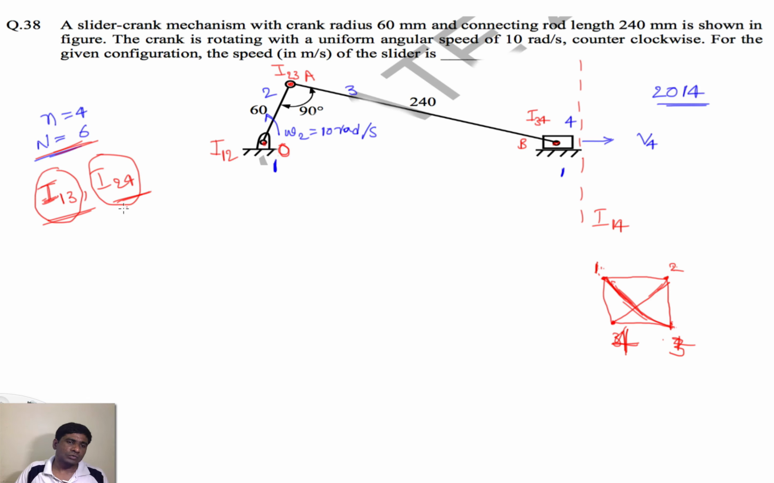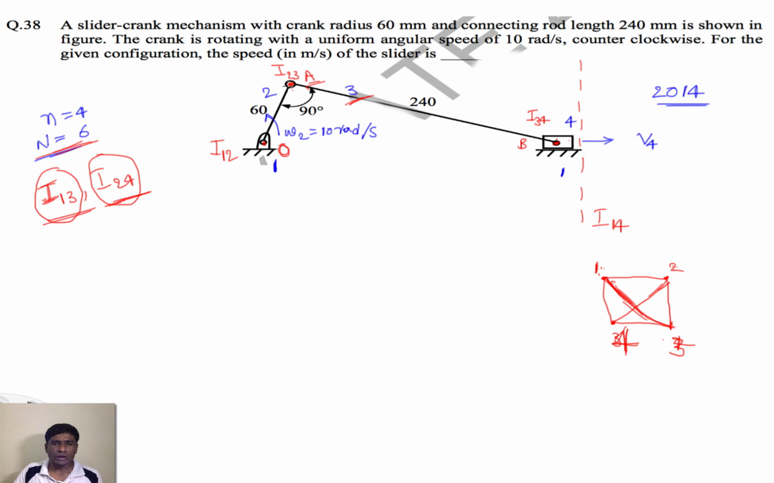But do we need to find both the instantaneous centers? No, because here we need to find the linear velocity of this slider. That means the velocity of the slider at this point, that is on the slider as well as on the point 3. But we already know the velocity of the point A that is on the link 2, and the same point A also lies on the link 3. So that means we know the velocity of the point on link 3 at A.